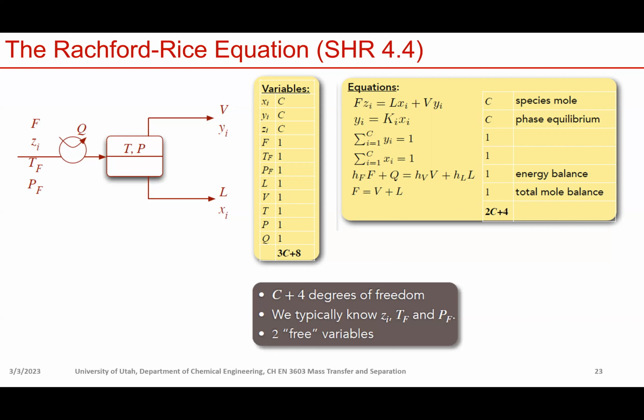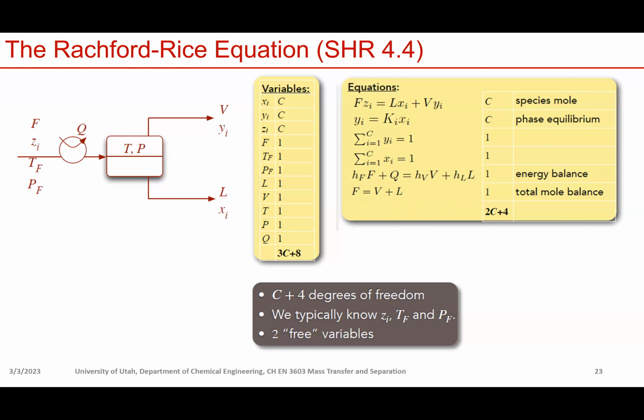And we have species mole balances, which give us C equations. We have phase equilibrium, C equations. Then we have the mole fractions summing to 1 for the vapor and the liquid phase. And we have the energy balance. But one thing that is different from the previous slide is that instead of having the summation of Zi equals 1, we don't include that equation here, as you can see. Instead, we have a total mole balance equation. So the total number of equations is the same, and the conclusion will be the same, but now we just change the condition a little bit.